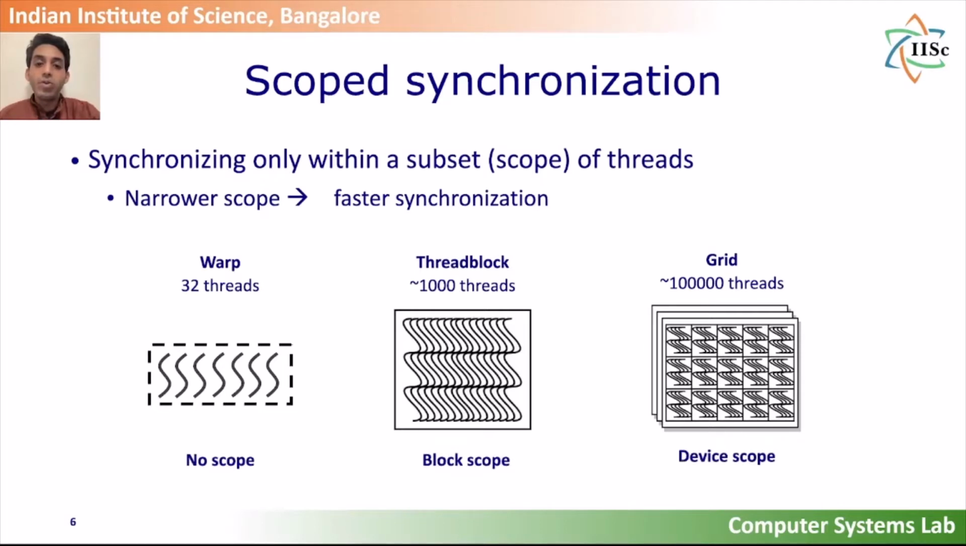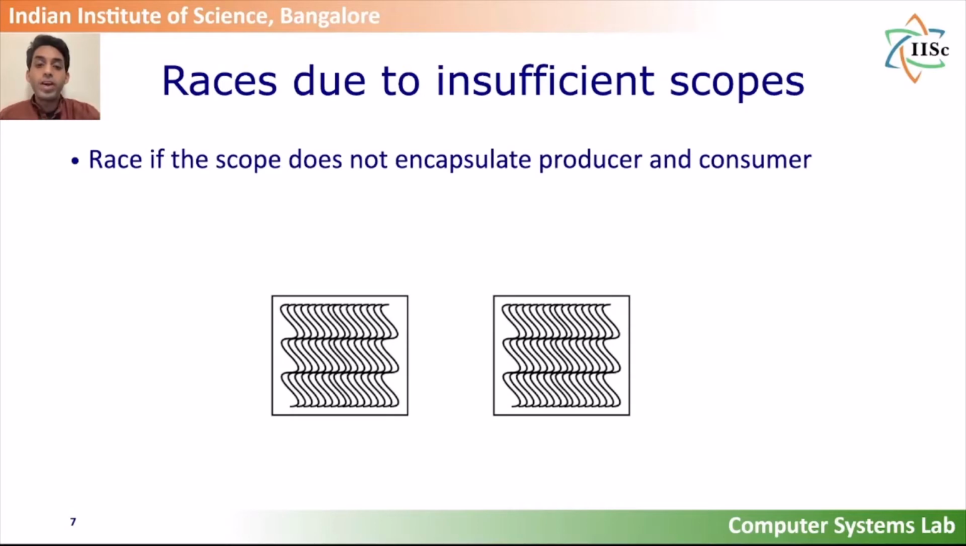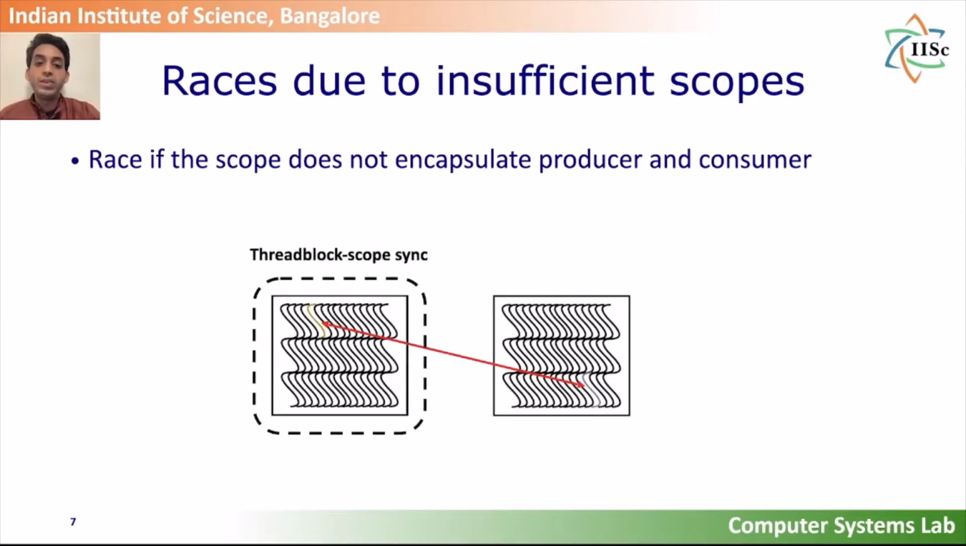By using a narrower scope, the overhead of the operation is reduced. For example, a device scope fence guarantees visibility for the entire grid, while a block scope fence only guarantees visibility within the thread block, but is 20 times faster than the default device scope on a modern GPU. While scopes can provide performance benefits, they can also be a new source of races. If two threads attempting to communicate through a common memory location use an insufficient scope for synchronization, the synchronization is not guaranteed, causing a race.